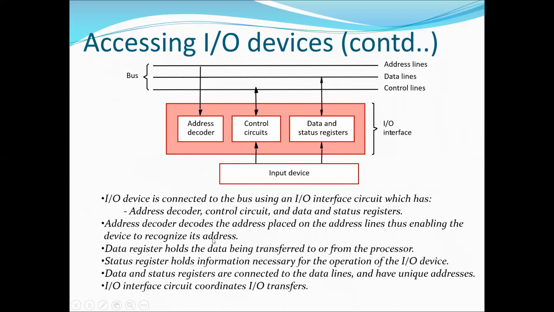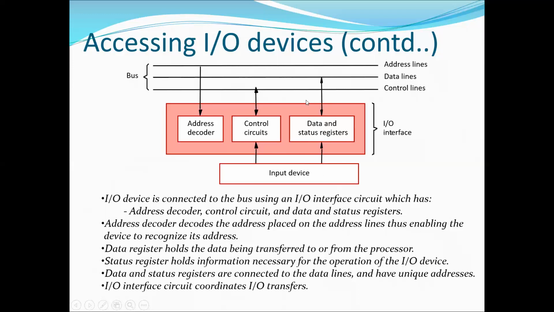to recognize its address. What the address decoder will do is decode the address sent by the processor, so that it will check whether the address is for this input device or not. What do the data register and status register do? The data register holds the data being transferred to and from the processor. I may want to send data or receive data, so the data register. The status register holds information necessary for the operation of IO devices.